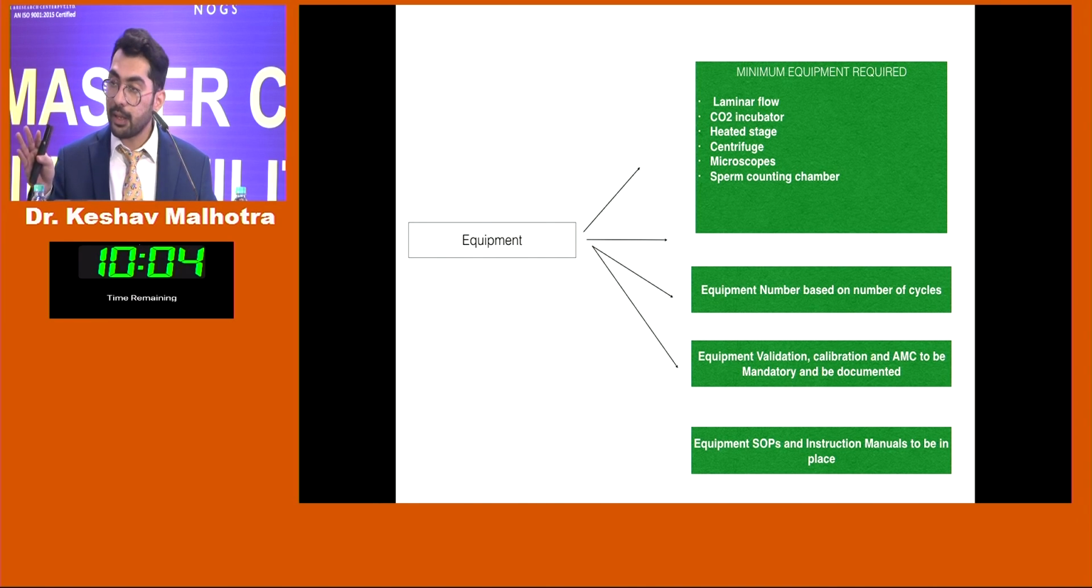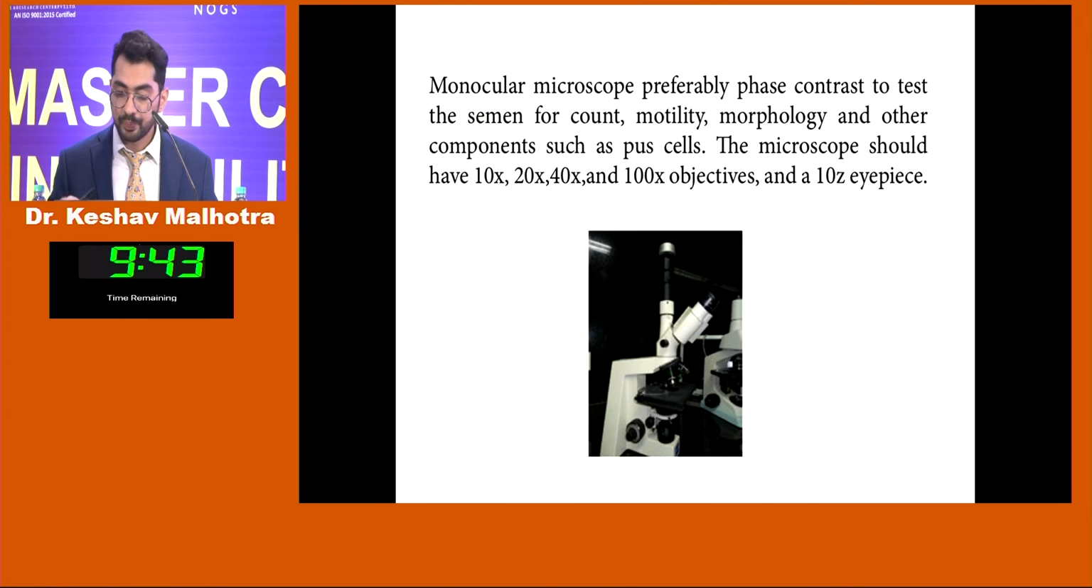Now all of this, like I mentioned earlier, should depend on the number of cycles that you're planning. All the equipment should have validation, should have calibration, as well as AMCs in place. And again, these are all mandatory and you should have documented evidence for it. And the SOPs and instruction manuals should be in place so that if there is any kind of breakdown, at least whoever's working in the laboratory can actually do the troubleshooting for your lab.